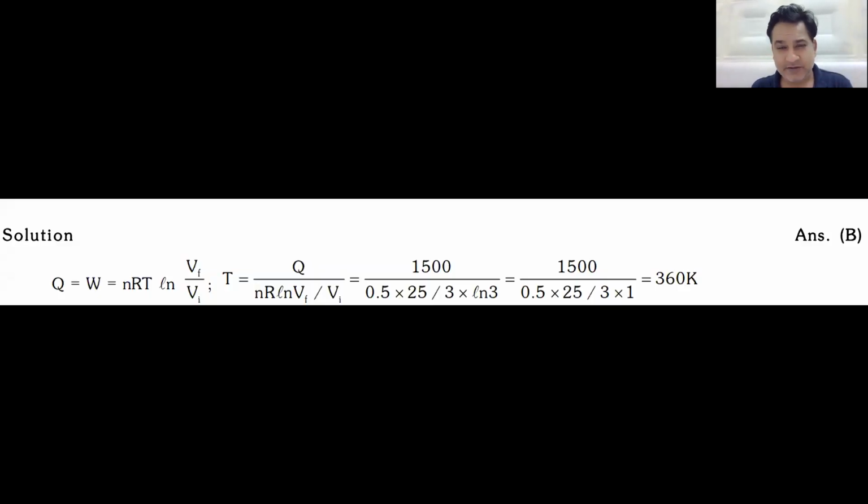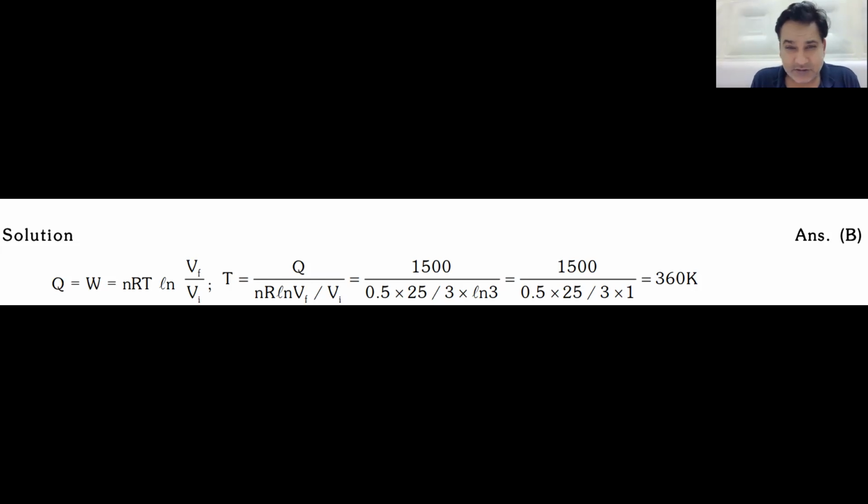Look at the graph, everything is given. It's an isothermal process. Amount of heat given is work done. You can calculate the amount of heat from the initial point to the final point: 1500 joules. Work done is nRT ln(V final / V initial). From there you calculate T. That's it. As simple as that.